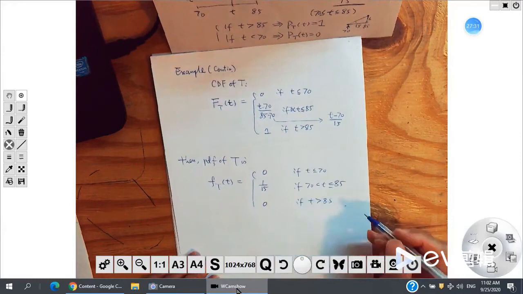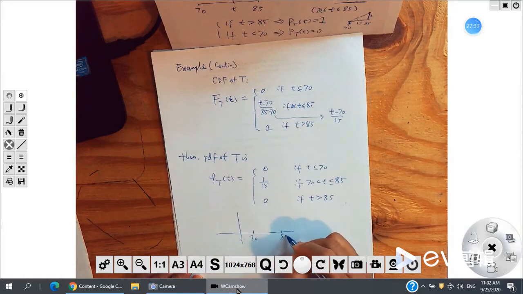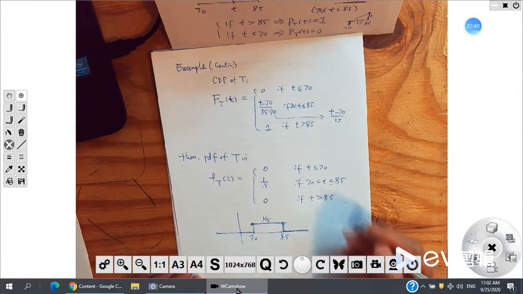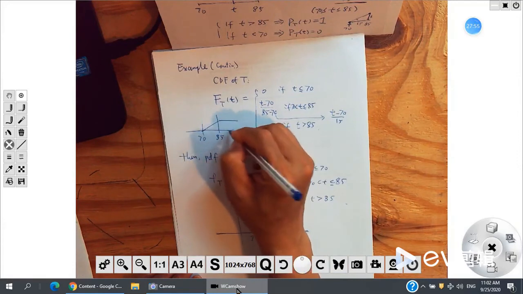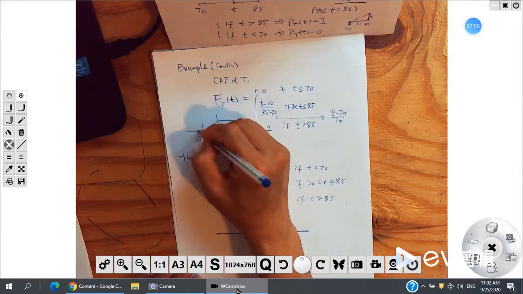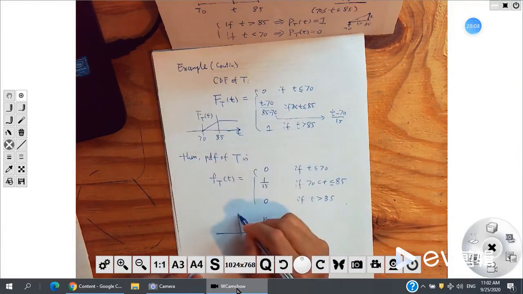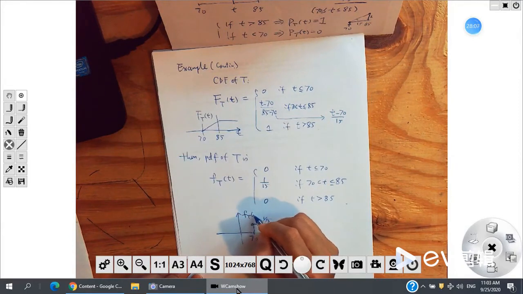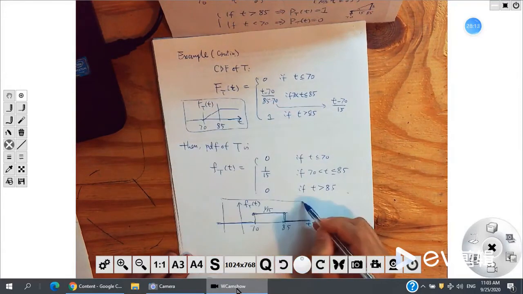Okay, then we can see it in the graph way. From 70 to 85 it is 1 over 15, and these two sides should be 0, so it will look like this. And this one looks like this, right? This is the capital F_T, this is t, this is t. This is the PDF, lowercase f_T of t. Alright. This one and this one.